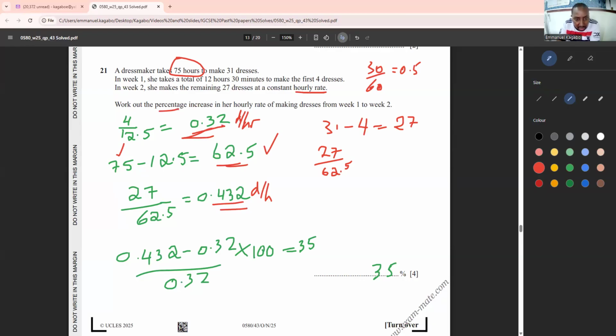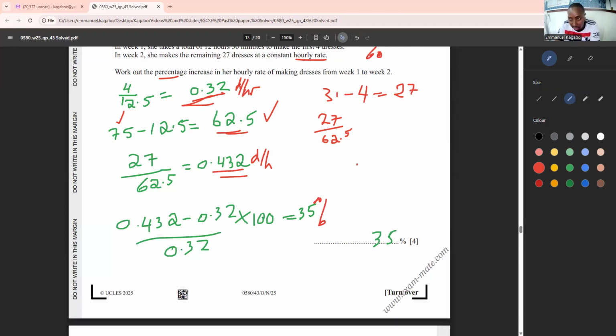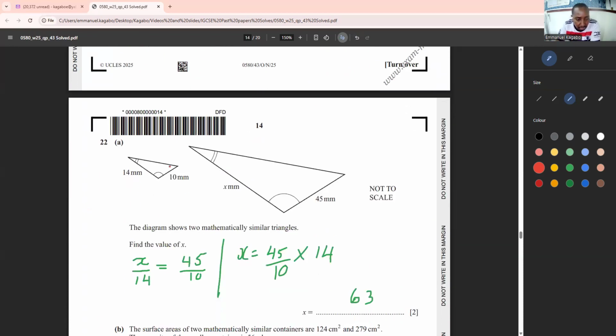But they said percentage increase. So you get this minus that to get the increase, divided by the original one, which was 0.32, times 100, and then that gives you 35%. I hope you have understood that. Very good question of 4 marks, and there's no cramming here. You should understand what is happening, okay? Because percentage increase or decrease, you just find the increase over original number times 100%. That's the formula I've used, okay?